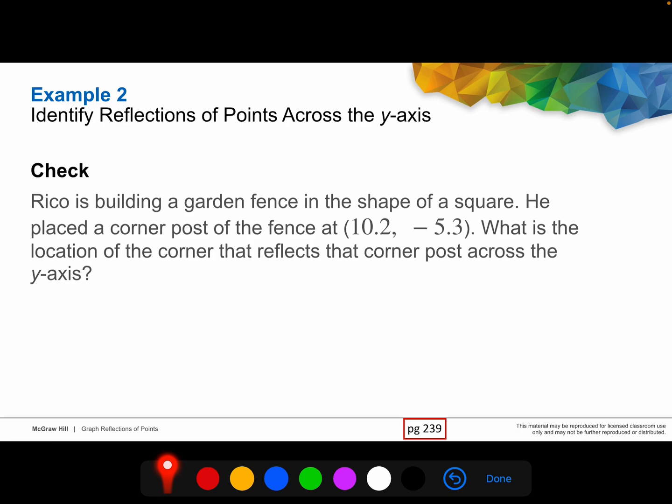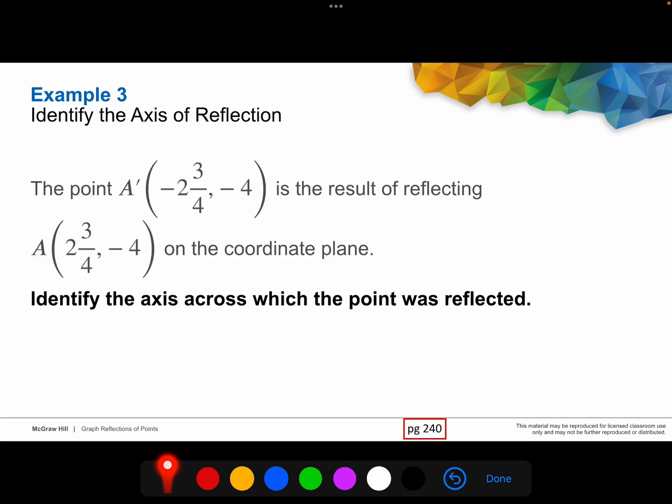All right, let's take a look at example 3. We're going to identify which axis we reflected on just by looking at the points. So my point A prime, which is (-2 3/4, -4), is the result of reflecting A, which is (2 3/4, -4), on the coordinate plane. We have to identify the axis across which the point was reflected.